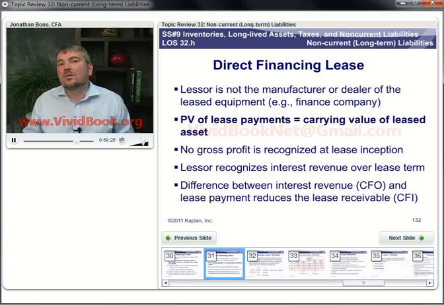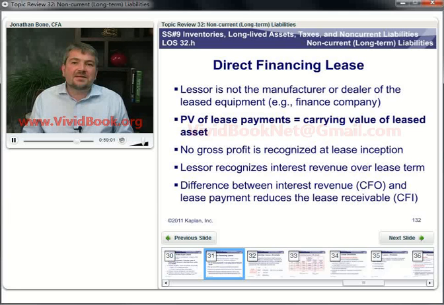As a result, the present value of the lease payments should equal the carrying value of the leased asset for the lessor, because all they're trying to do is make interest returns, as if they've essentially made you a loan. So no gross profit is recognized at the inception of the lease because the sales proceeds are equal to the cost of the asset. So there's no gain, no loss at inception of the lease. Instead, all of the profit is going to be recognized as interest revenue over the term of the lease.